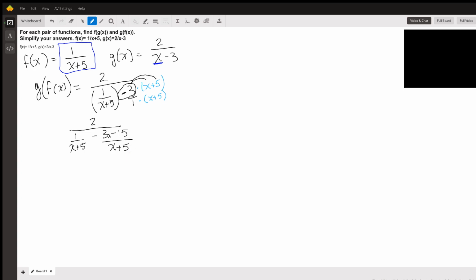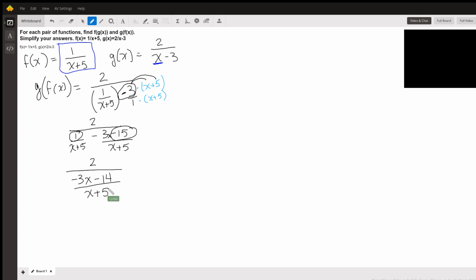So again, now that I have my common denominator, I can combine like terms. So if I combine the 1 and the negative 15 in the bottom, I get negative 3x minus 14 over x plus 5.